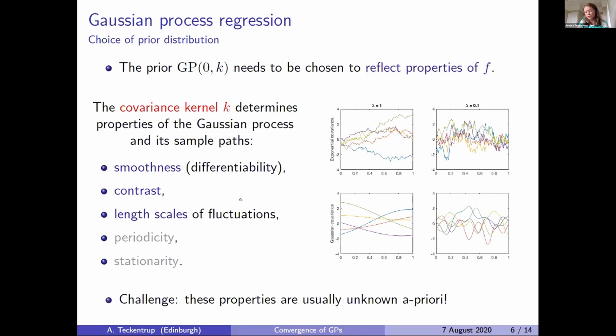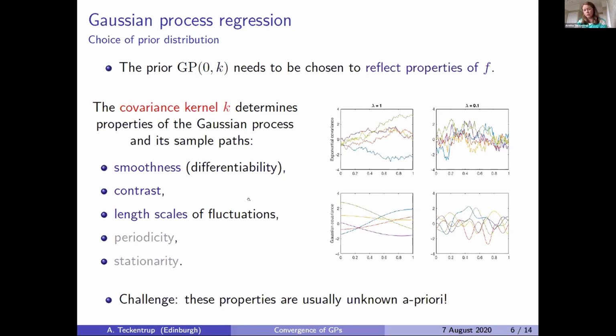So the problem is then that properties such as the smoothness and the contrast, so the size of the fluctuations and the length scale of the fluctuations, are something that you typically don't know, right? All you know about your function f is these function values that you had, and you don't typically know what the smoothness is or the contrast or the length scale. So then it's actually difficult to choose a prior, and you wouldn't really be able to choose what these things are a priori.